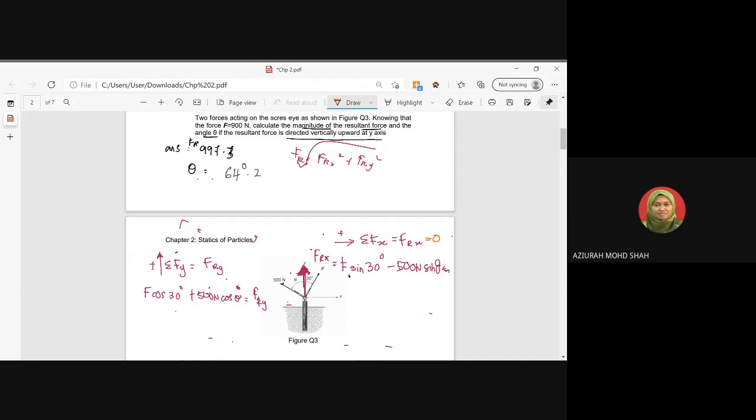Soalan ini cuma kosong Rx dia disebabkan resultant force kamu directed vertically upward at y-axis. We only have at y-axis. So FRY, we have magnitude, we have value. But for this one, FRX, we know already that it is equal to 0. So kita boleh samakanlah yang ini. Ini sama dengan kosong. So F sin 30 degree, 500 Newton, sin theta equal to 0. Can you get theta based on this equation? Boleh tak dapatkan theta?